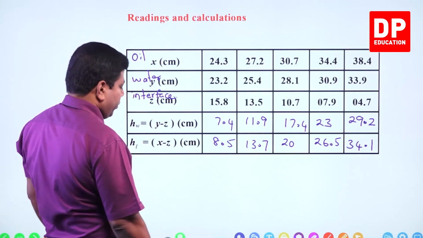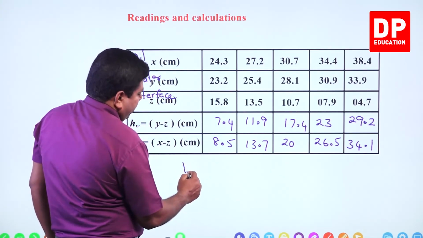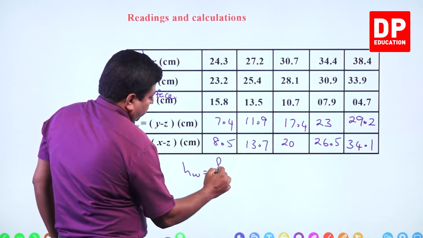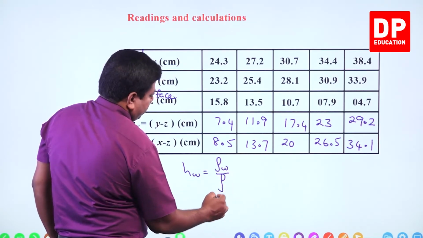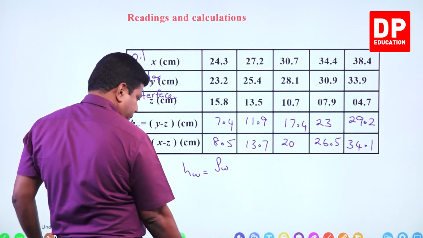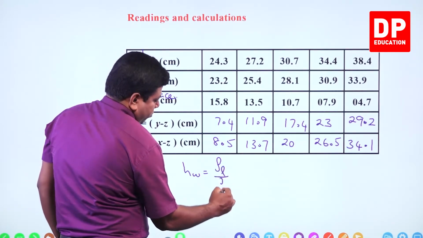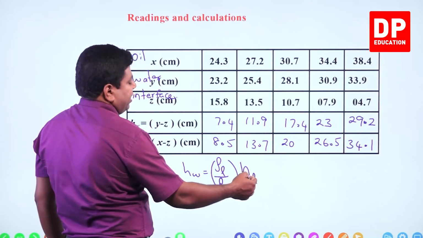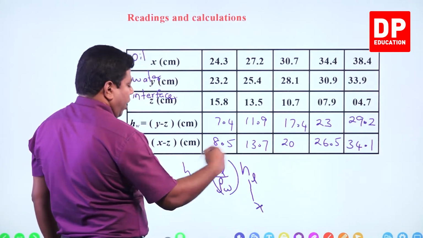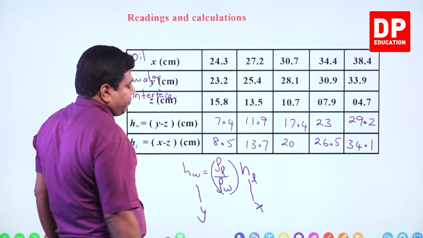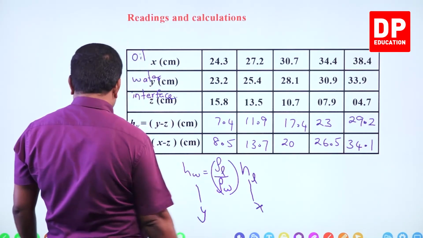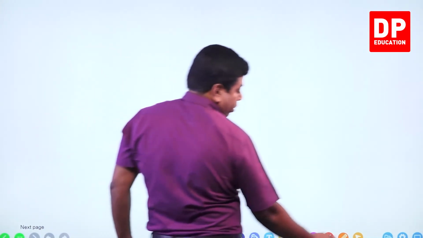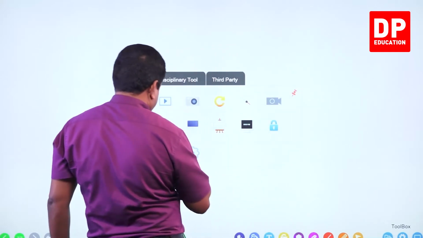Let's draw the graph. You remember the formula: HW equals rho W over rho L. No, rho L over rho W into HL. HL is what we were changing. That's why we take it on the x-axis. Accordingly, HW is the y value. So straight away the gradient will give you the relative density.